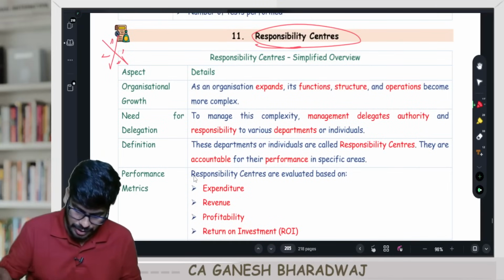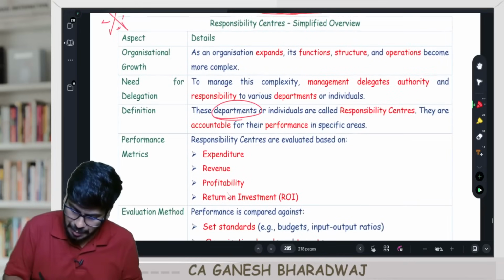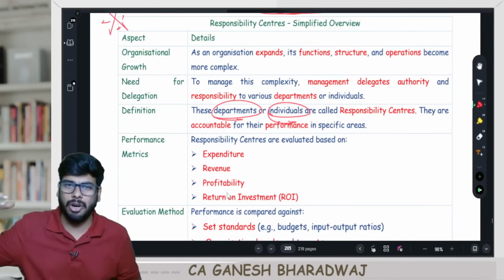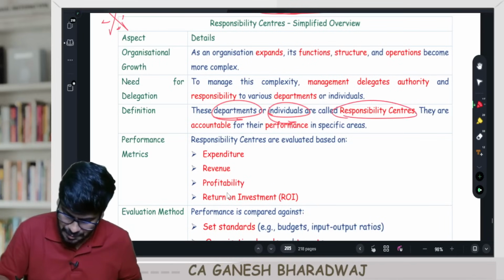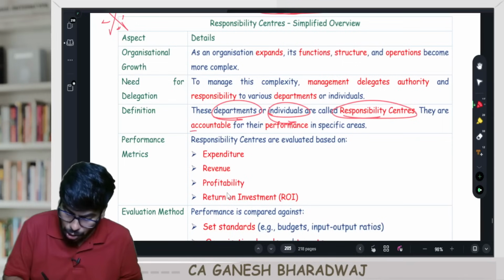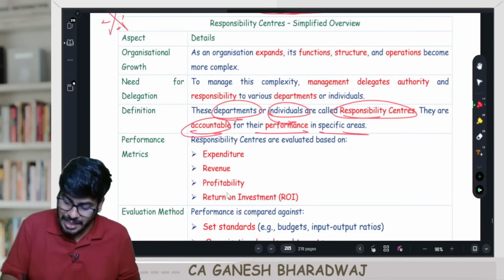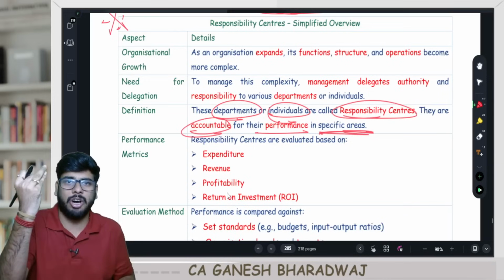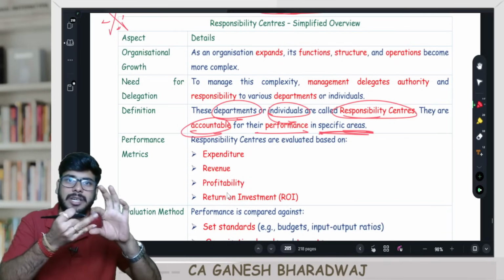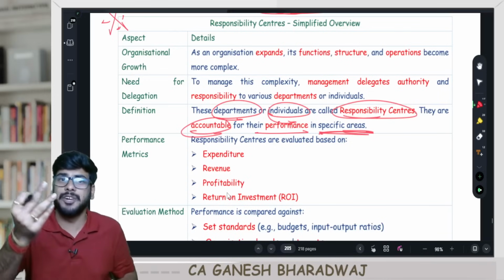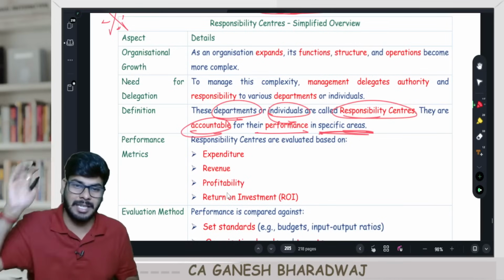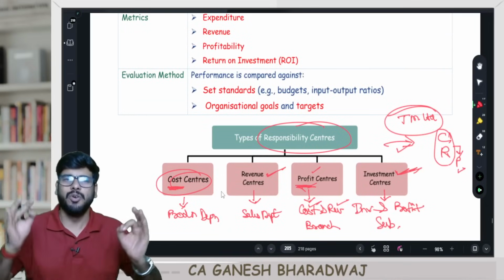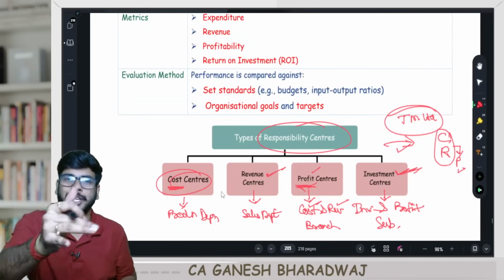Look at this: these departments or individuals, a branch or a subsidiary, are called responsibility centers, and they are accountable for their performance in a specific area. What are the specific areas? It could be either cost or revenue. If it is both cost and revenue, I call it a profit center. If it is both profit as well as investment, I call it an investment center. So there are 4 different types of responsibility centers. Now that you've understood this concept, put it in your own language.